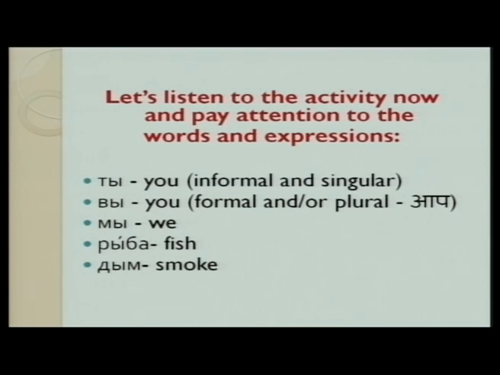For you plural we have вы, for we have мы, as well as for they we have ani. Let us learn the meaning of these words now. You have already learned about ты, вы and мы, which means you singular, you plural and we. Рыба means fish, and дым means smoke.